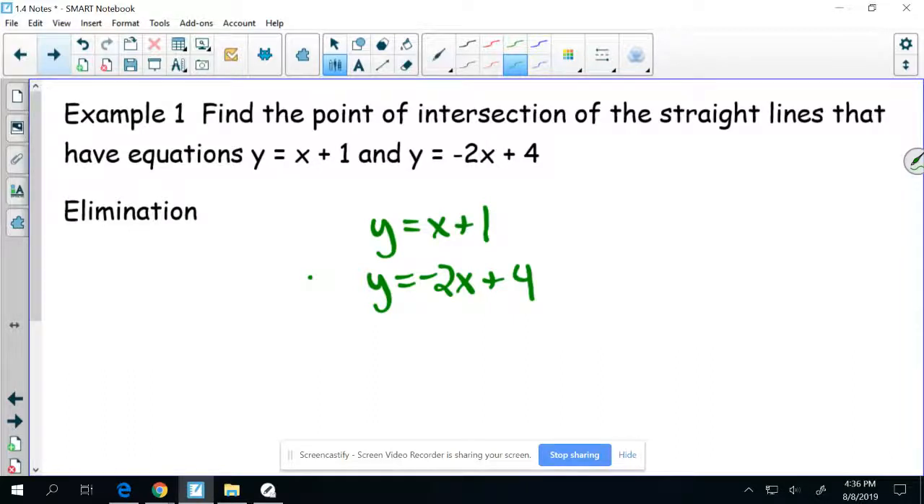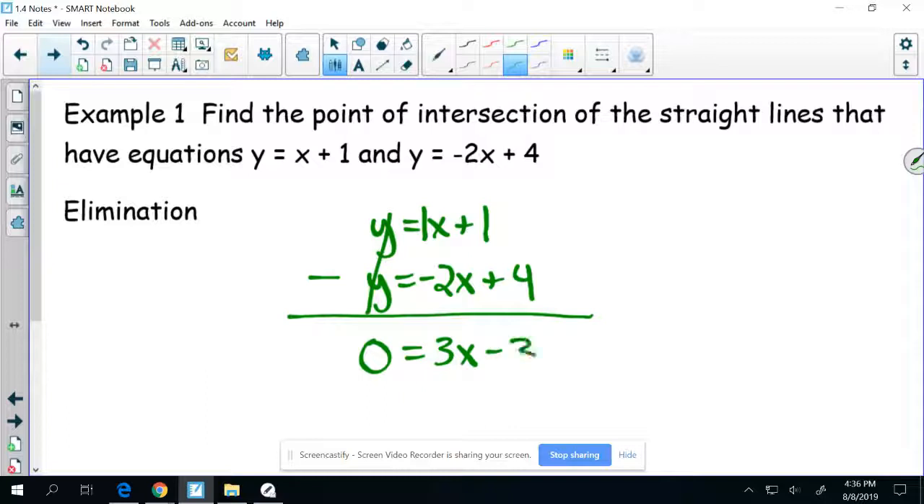In this case, I'm going to subtract everything. So y minus y, that eliminates and that leaves nothing. 1x minus negative 2x, that becomes plus 2x, right? So that becomes 3x. What am I doing wrong? x plus 1, negative 2x plus 4. Oh, yeah, that's right. Sorry, it's not 1 plus 4, it's 1 minus 4. So that would be minus 3.